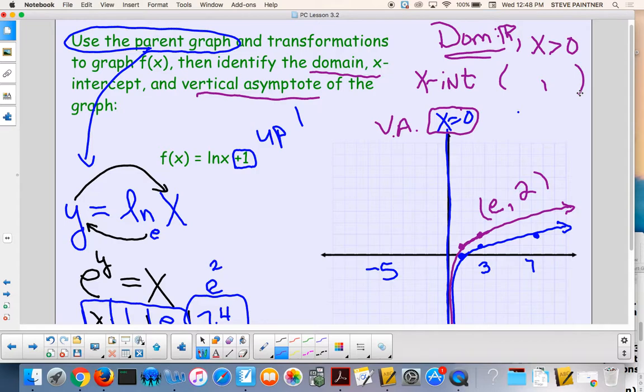What? Which one's 0? If you want the x-intercept, plug 0 in for y, and this is y right there, by the way. So here we go. 0 equals natural log of x plus 1. You gotta solve it. Don't do that yet. You want natural log of x all by itself. Subtract 1. You end up with the natural log of x equals negative 1.